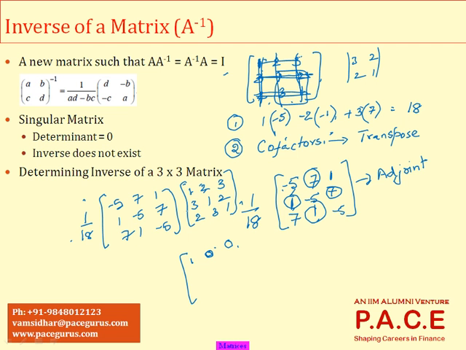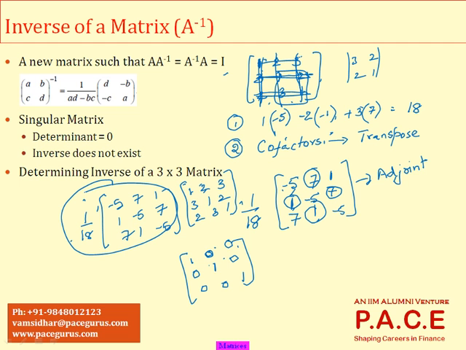Second row, first column: 1 minus 15 minus 14 plus 14, 0. Second row, second column: 1 into 2, 2. Then minus 5, minus 3 plus 21, 18 divided by 18, 1. So like that you will definitely get something like this, which means this matrix is what we are calling the inverse of the original matrix.